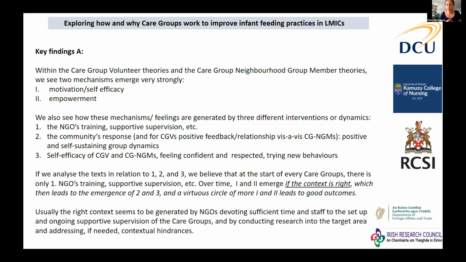So what we found is that we had three different findings that related to the care group volunteers and to the neighborhood groups, and they all had to do with motivation, self-efficacy, and empowerment. And what we found is that both with the volunteers and also with the community groups, through the care group scenario, they were experiencing different ways of being motivated and encouraged. Initially by the training, by the supportive supervision, or by the fact that this group and this information was made available as a resource. And then over time, the community response, the positive feedback, the relationship with the neighborhood group, then generated some sort of positive and self-sustaining group dynamics. And then a certain level of self-efficacy started to emerge, feeling confident and respected, trying new behaviors, maybe seeing the positive results from these behaviors.